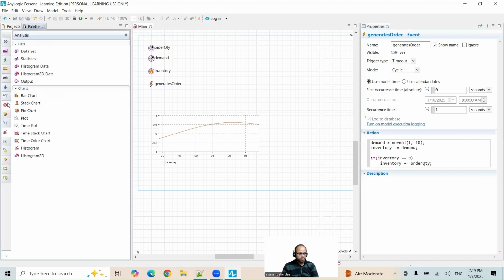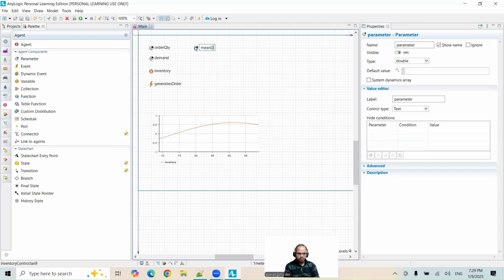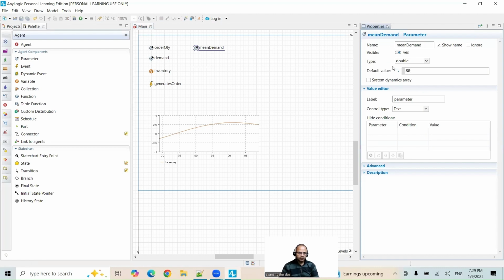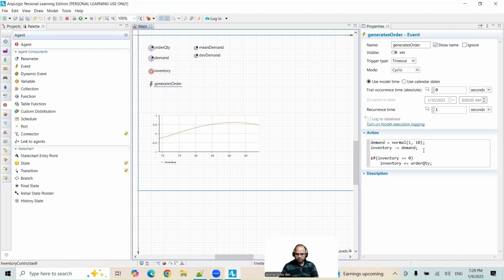We'll create two parameters. We declare one as the mean demand and give it a value. Then we have a parameter for demand deviation, and we name it deviation of demand and give it an initial value. Now we can define the normal distribution, the first argument being the demand deviation and the second being the mean of demand.